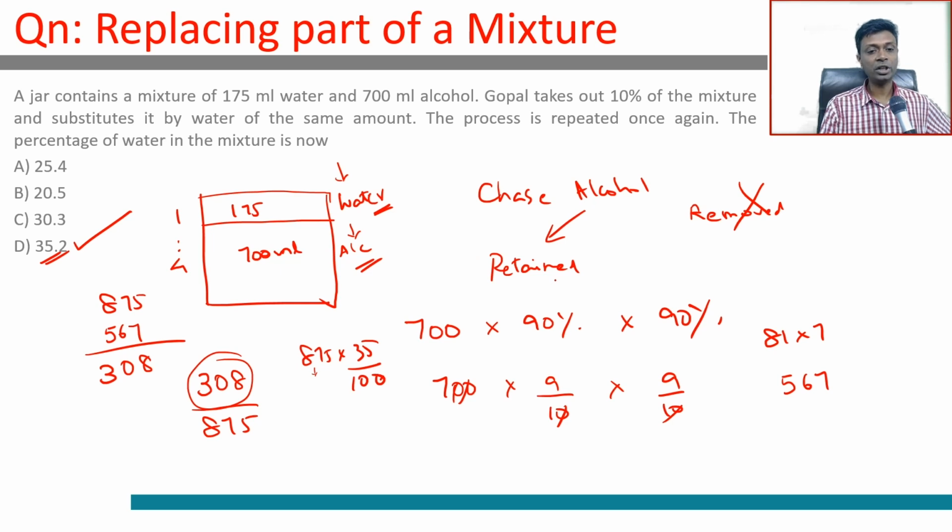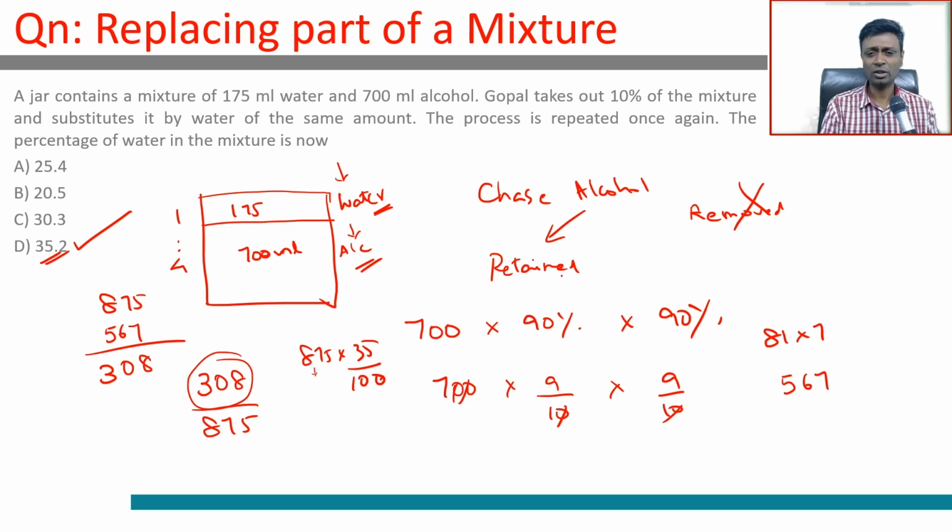Fine. Key point here, if you're removing and replacing only one, so chase the part for which you're doing only one action. For alcohol, is only being removed. Water is removed and then added back. So forget water. For alcohol, don't worry about removing and then adding; at each stage think about what is removed. Think about what is being retained. 10% is removed, 90% is retained.